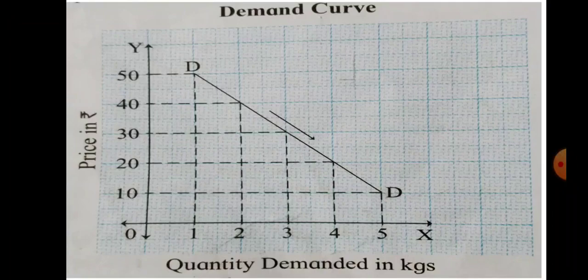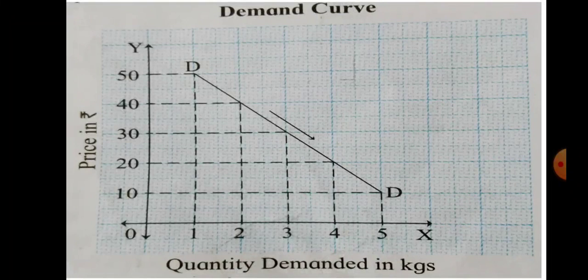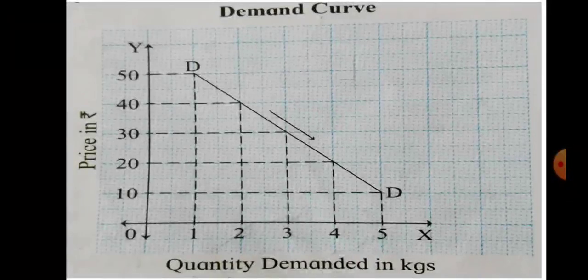Now let us see the demand curve. Let us see the explanation of law of demand with the help of demand curve. Okay, let us see on y-axis we measure price, and on x-axis we measure quantity demanded in kilograms, right? Let us see when price is rupees 50, quantity demanded is 1 kilogram. When price falls up to rupees 40, quantity demanded rises to 2 kilogram. When price falls to 30, quantity demanded rises to 3 kilogram. When price falls to 20, quantity demanded rises to 4 kilogram. And finally, when price falls to rupees 10, quantity demanded rises to 5 kilograms.